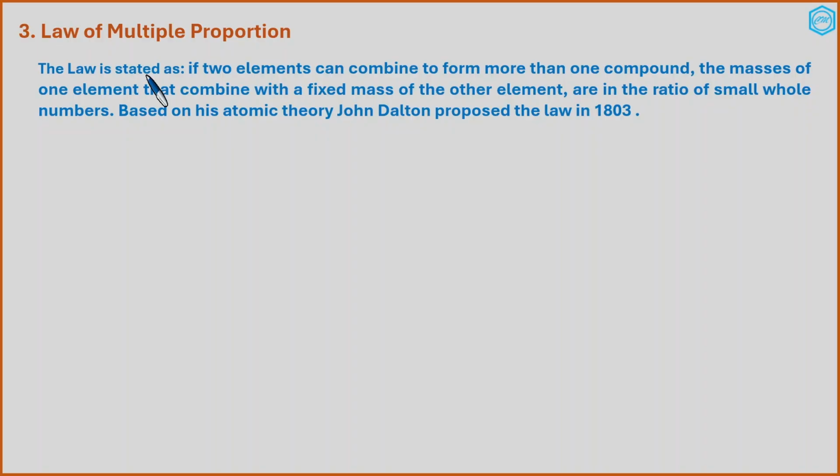The third law is the law of multiple proportion. It could be stated like this: if two elements can combine to form more than one compound, the masses of one element that combine with a fixed mass of the other element are in the ratio of small whole numbers. Based on his atomic theory, John Dalton proposed the law in 1803. We will explain this law while doing problems related to this law.